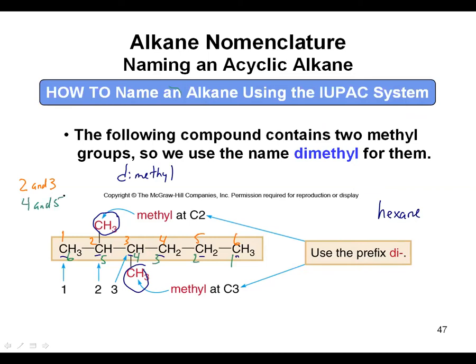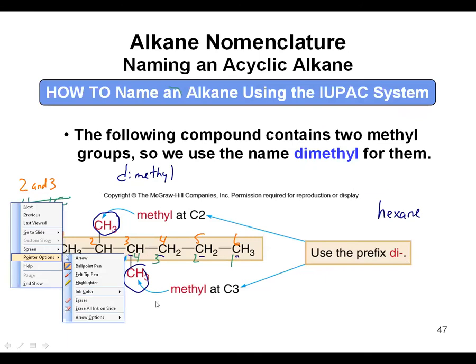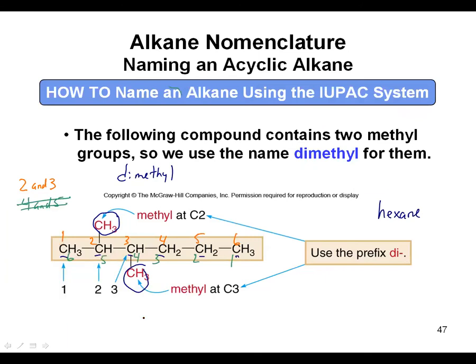So again, when we're choosing numbering, we want to give the groups the smaller number. So in this case, we would not use the green way of numbering. We would want to use the orange way of numbering, which gives those groups the smaller numbers. And putting that together, again, we need to give the location of each of those methyl groups. So that would be 2, 3, again, a comma between the 2 numbers, dash between number and letter, dimethyl hexane. So this would be 2,3-dimethyl hexane.